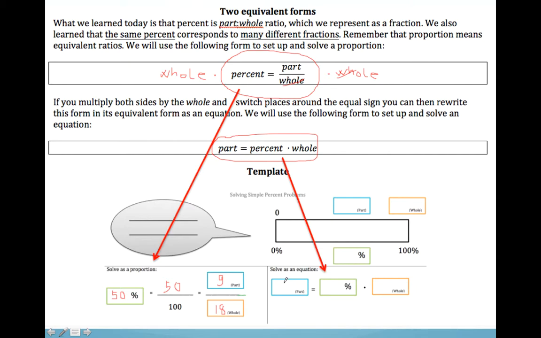In our case, part is 9, percent is 50, and whole is 18.